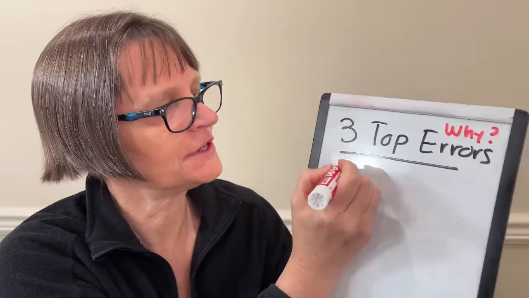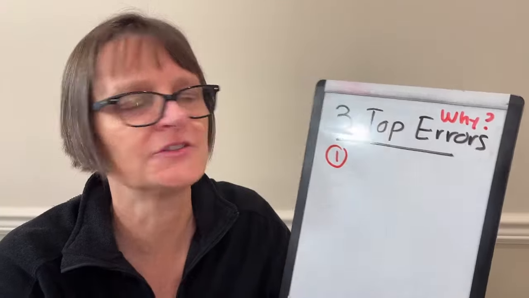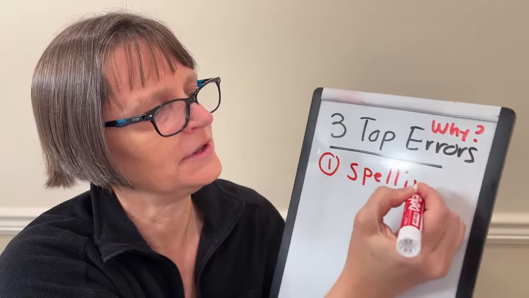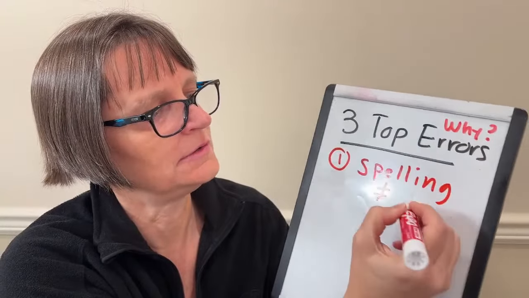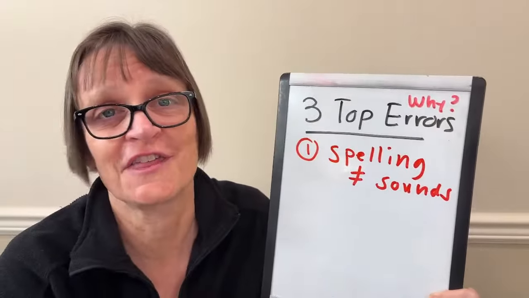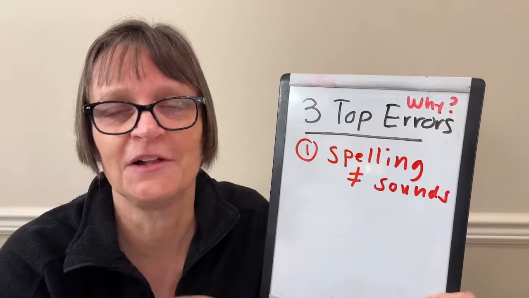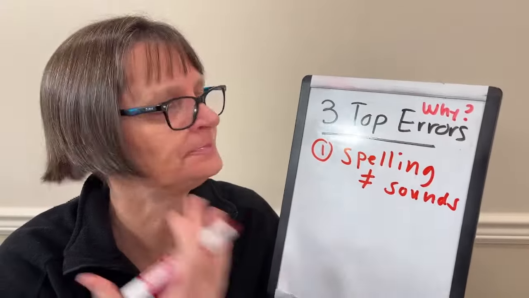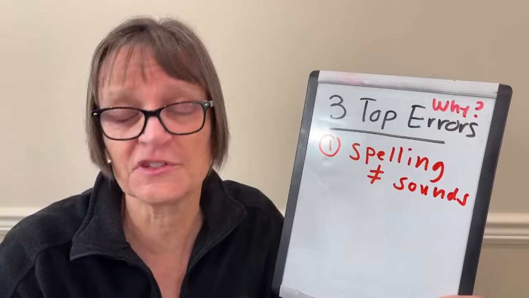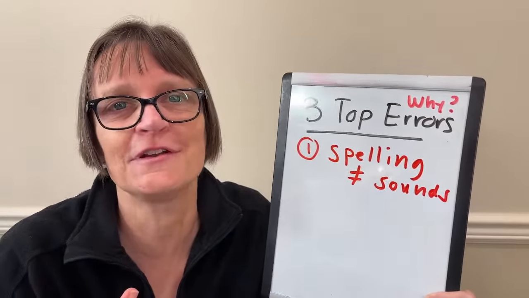So the first of the top errors that you might be making when you're speaking English has to do with the spelling of the word not equaling the sounds of the word. This is one of the most frustrating things about English. So many times we look at a word and the way it's spelled makes us think it has a certain pronunciation, but unfortunately we're very inconsistent. We do have spelling rules and patterns, but there are so many exceptions to the rules, especially on everyday common words.